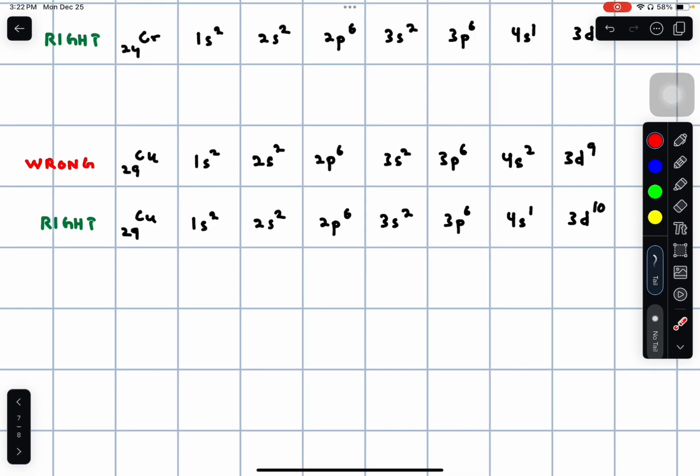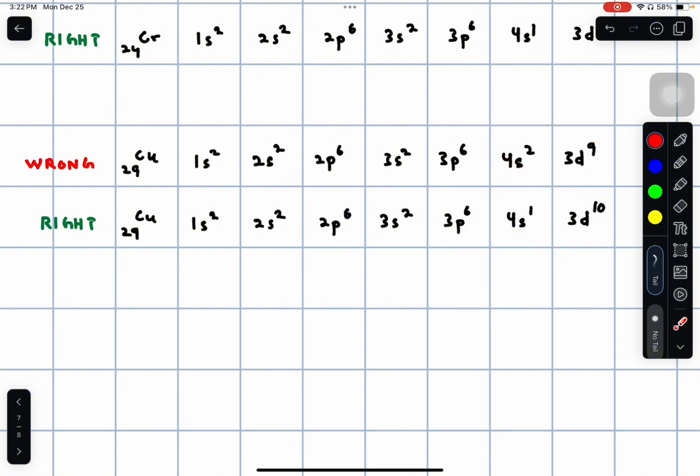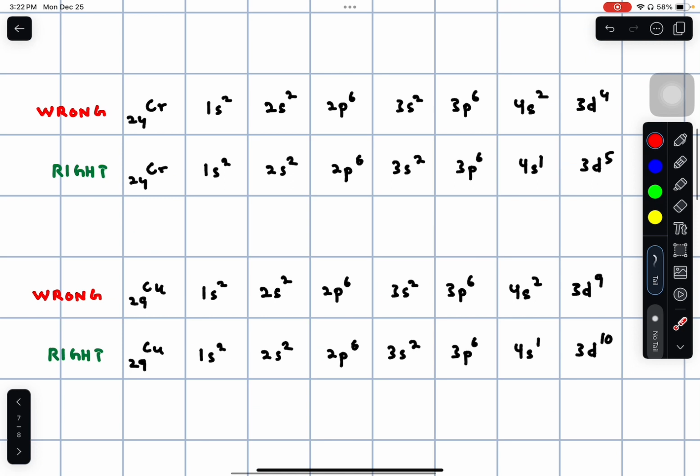For copper, the wrong way to write this would be writing 4s2 3d9 at the very end. The right way to write this is 4s1 and 3d10. So in the exam, expect questions like why is it written as 4s1 3d10 instead of 4s2 3d9? Your answer would be the same as the chromium example.